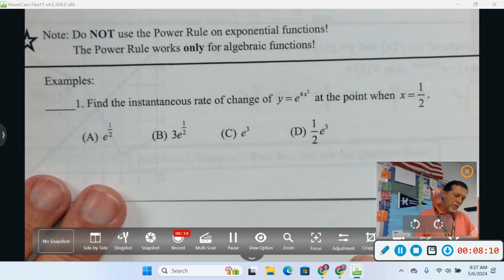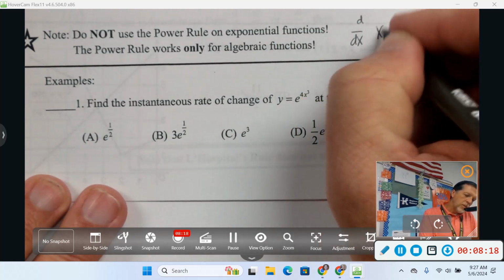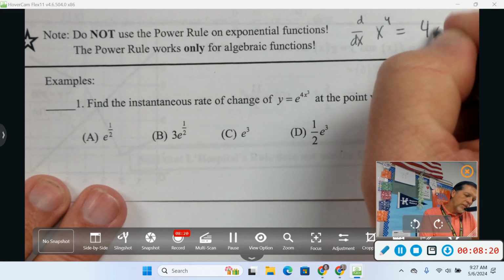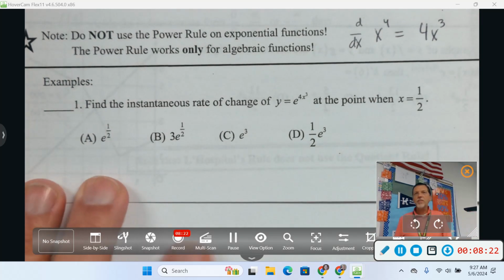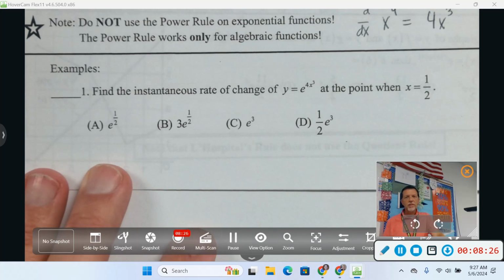Please do not use the power rule on exponential functions. The power rule works for algebraic functions. So x to the fourth, that derivative is 4x cubed, right? Like that's the power rule. People start getting the power rule and the exponent rule confused.